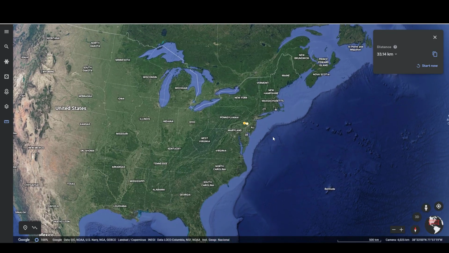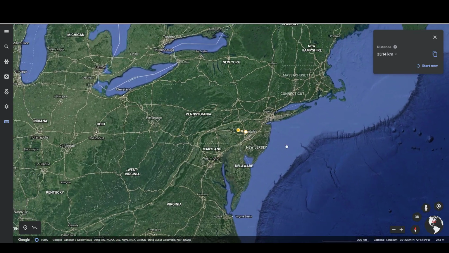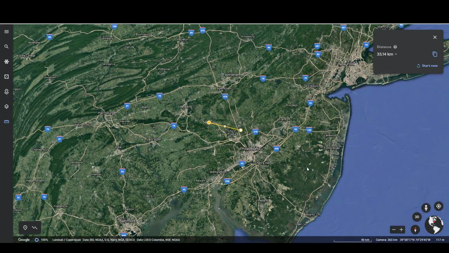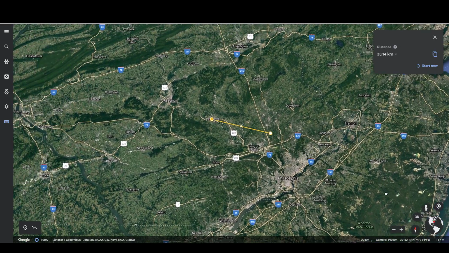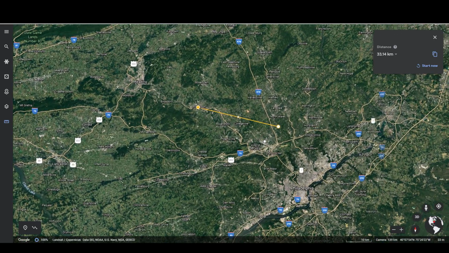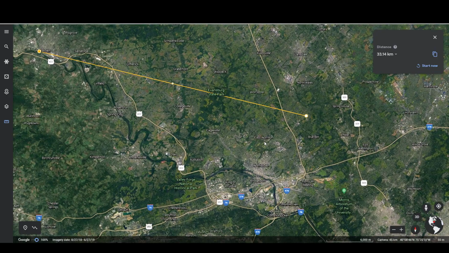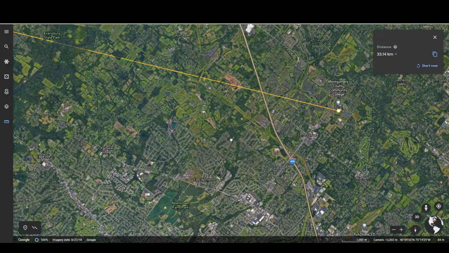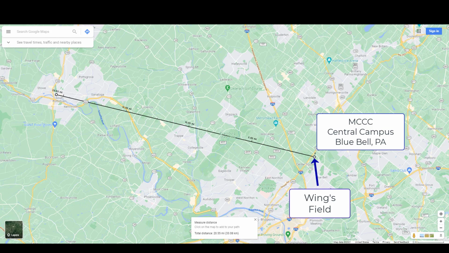So if you'll join me on this journey that is this video, I'm going to calculate the heading required to travel the shortest path from Montgomery County Community College Central Campus in Blue Bell, Pennsylvania, to the West Campus in Pottstown, which is about 20 miles to the west. And we'll confirm this calculation with Microsoft Flight Simulator 2020.